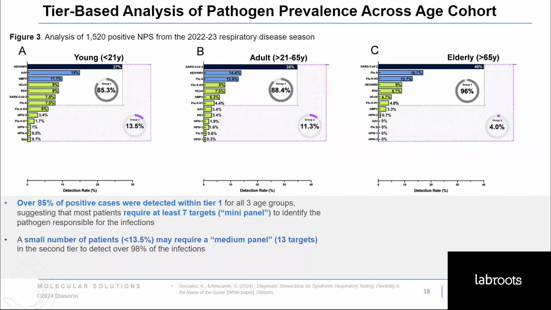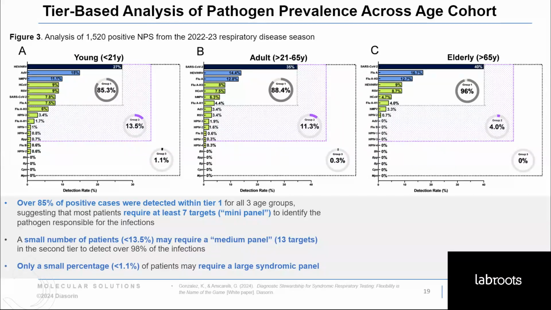So what if we use a medium panel that can detect up to 13 targets? This would identify an additional 14% of the infections in the young group, capturing around 98.8% of the total infections. Similarly, for adults, it would identify an additional 11%, around 99.7% of the total infections. And for the elderly, it would have captured the remaining 4%, to detect all 100% of the total respiratory infections in this population.